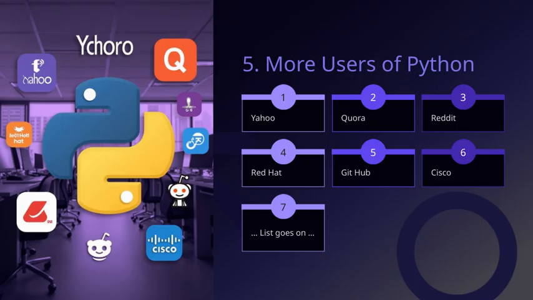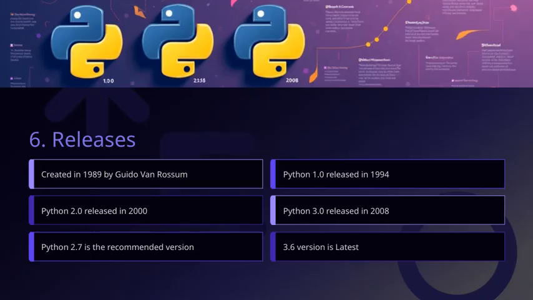What this really highlights is that Python's versatility and ease of use make it a favorite among industry giants. It's not just a language for beginners, but a powerful tool that supports complex, large-scale operations. This widespread adoption reinforces the theme of the presentation, Python's growing influence and its role as a key technology in innovation and enterprise solutions. Let's take a quick look at the releases in Python's history.